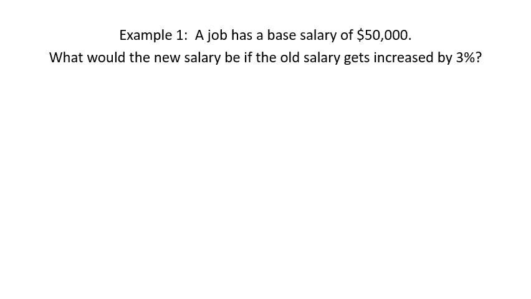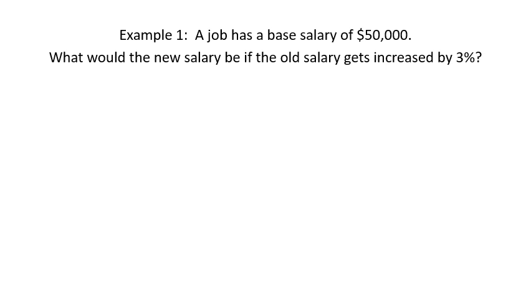Our first example, we're going to consider a job that has a base salary of $50,000, and it could be 5,000, it could be 500,000. I'm using 50,000 because it's a nice round number, and the five works out fairly well with the calculations that I want us to look at. So what would the new salary be if the old salary gets increased by 3%? Now, we certainly could figure out what 3% of 50,000 is and then just add that on. There's nothing at all wrong with doing that.